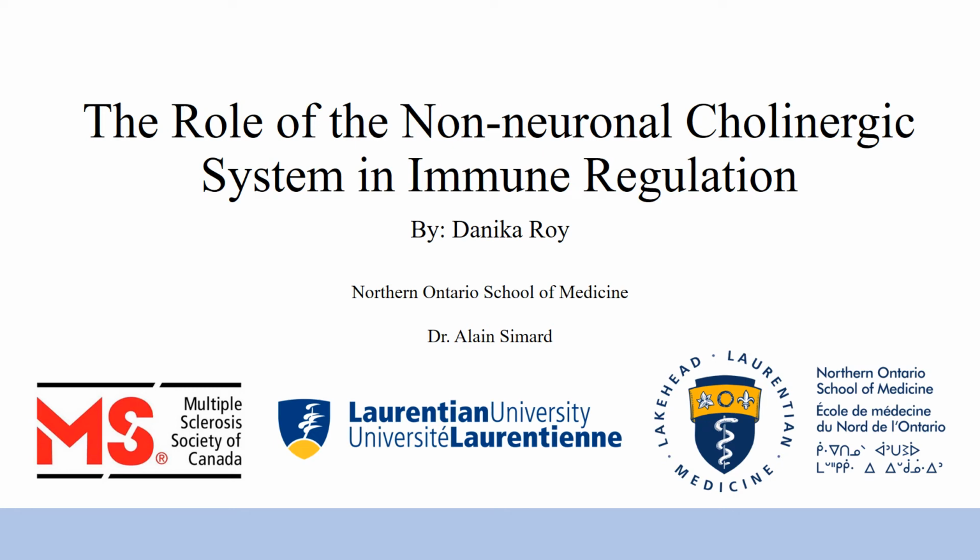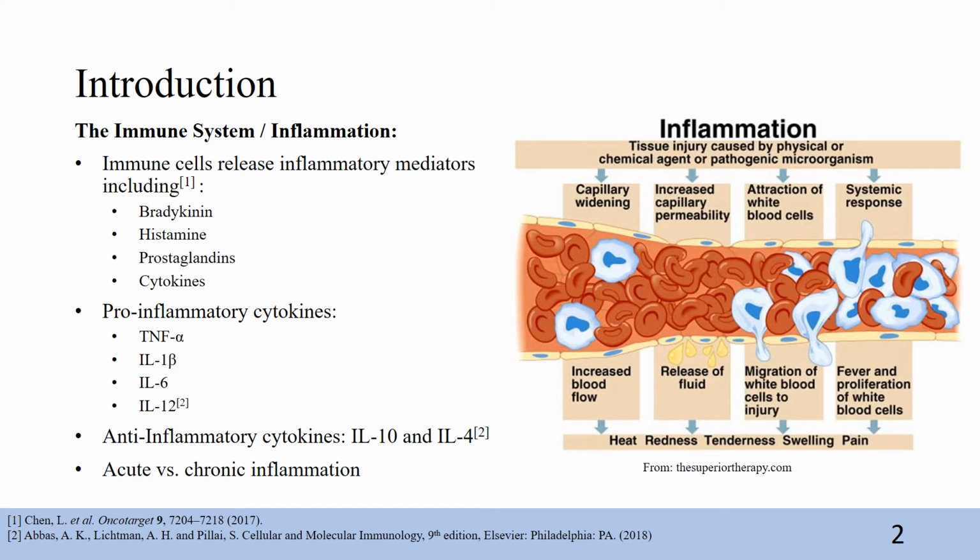My name is Danika, and I will be presenting the role of the non-neuronal cholinergic system in immune regulation. To begin, the immune system is essential for the host's defense against potentially invasive and dangerous pathogens. Inflammation is the immune system's response to harmful stimuli, which may include things like pathogens, damaged cells, toxic compounds, or irradiation. Its goal is to remove the injurious stimuli and initiate the healing process.